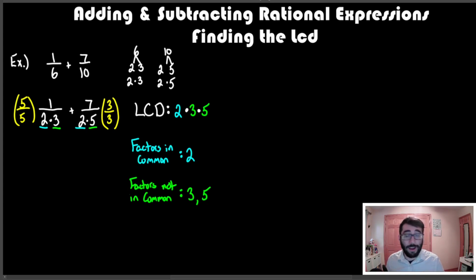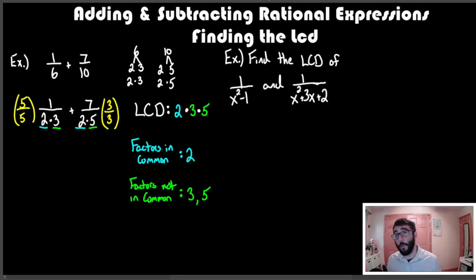Now, that's all fine and dandy, but things get a lot more complicated when we start throwing variables into the mix. So we're just going to focus on finding the least common denominator. In a future video, we're going to focus on actually adding and subtracting, and I'll break it down step by step for you there. But in this one, I just want to focus on finding the least common denominator, because once you're able to do that, the rest of the work is actually fairly straightforward.